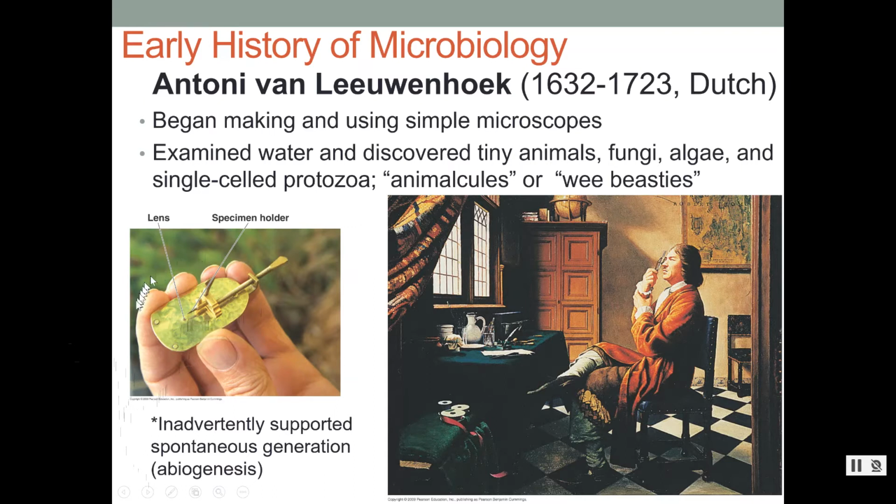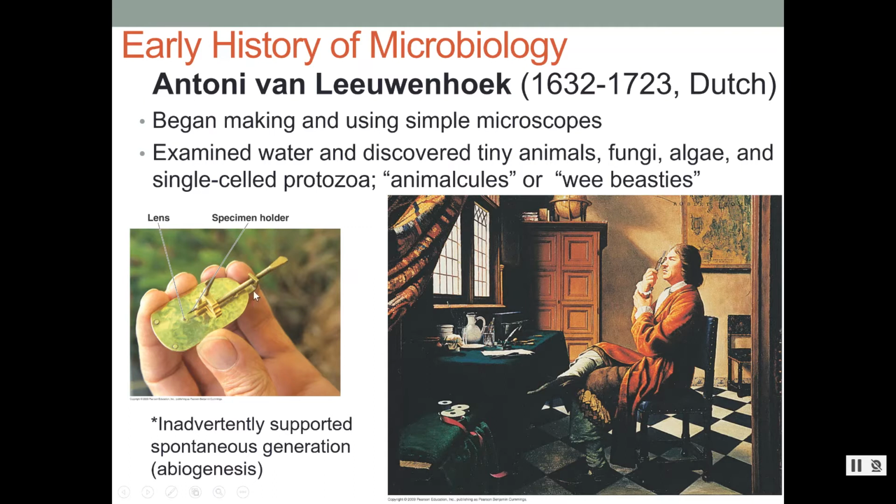So this is a picture of a simple microscope that would have been in use around the 1600s. It had a glass lens, and it actually had a place where you would mount your specimen. And a lot of people would make these and keep them just to display, and they'd come back and look at these specimens over and over again.